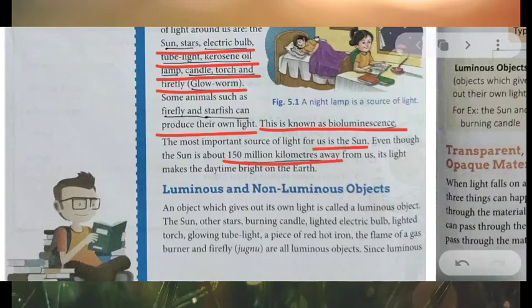Now, this was about the source of object. Hope that the source of object is also clear. Now we will come to the next topic, that is luminous and non-luminous object.